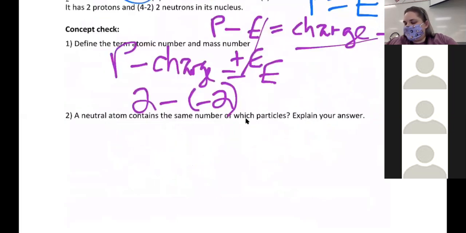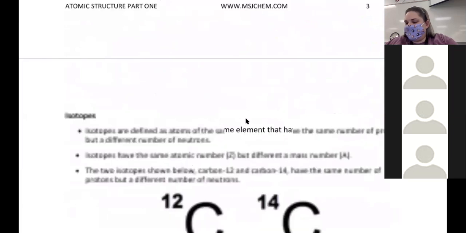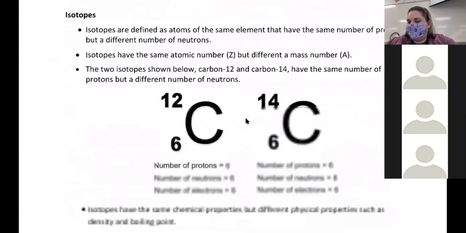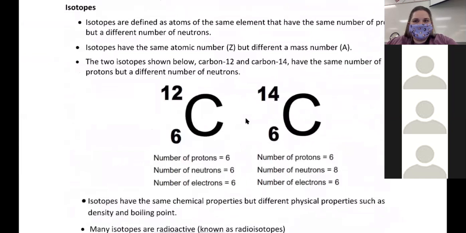The rest of this really just talks a little bit more about isotopes, which are atoms of the same element. So the things they have in common, since they're the same element, is that they have the same number of protons, because that's how we identify the elements. The difference is that they have different numbers of neutrons, and therefore they have different mass numbers, okay?